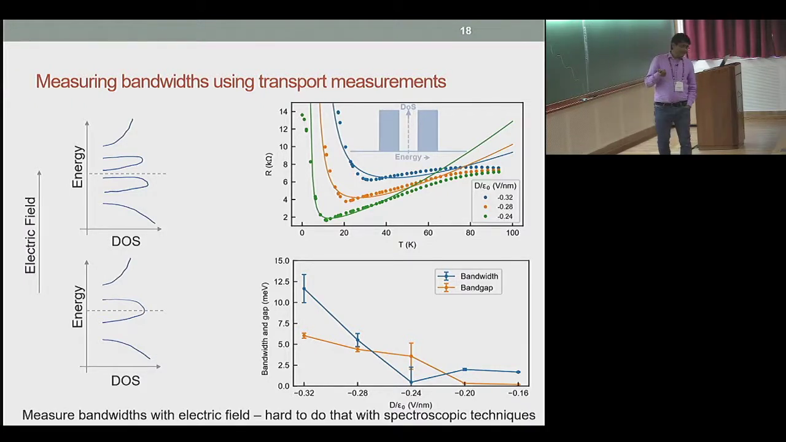So typically, bandwidth measurements are done using spectroscopy, STM, and STM experiments are a little bit tricky. I think Abhay possibly will talk a lot more about it. They are a little more tricky to apply electric fields and to do spectroscopy. But this is a nice way to look at the system and track the evolution of its bandwidths.